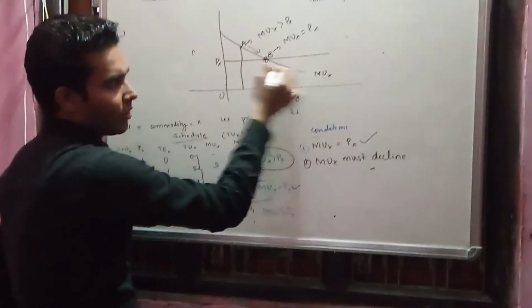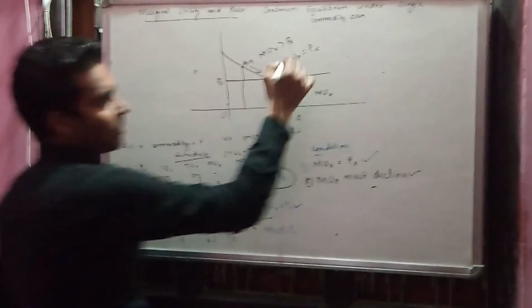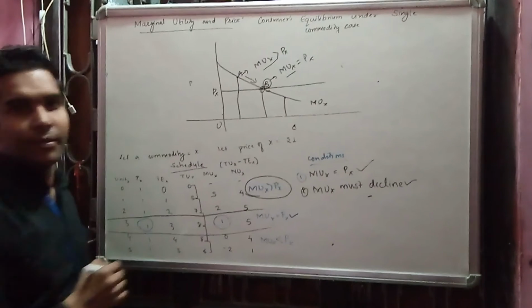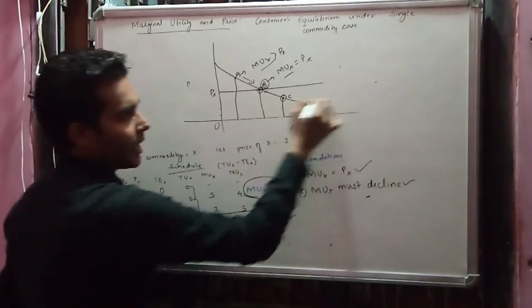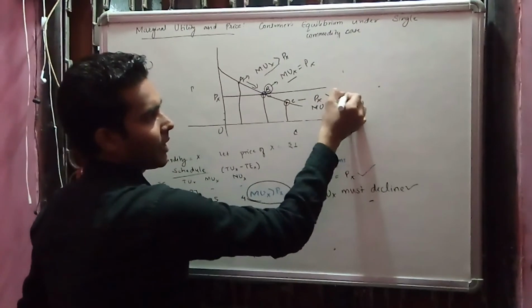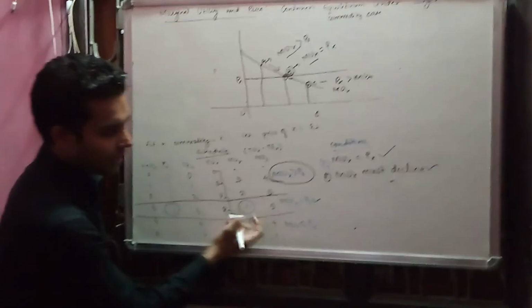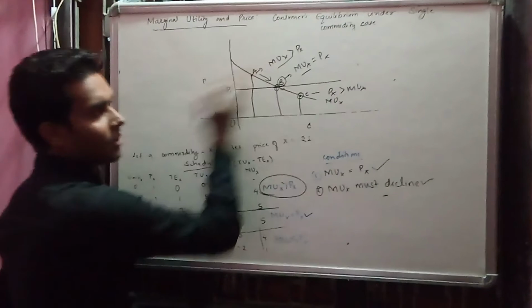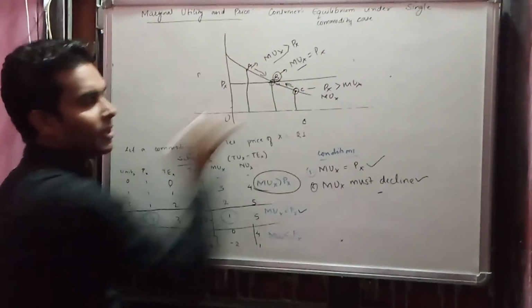After point B, MU falls. It goes down. Condition number 2 is also satisfied at point B. So the consumer's equilibrium is achieved at point B. In case the consumer consumes at point C, what happens? Price is greater than MU. The consumer is in a state of loss. His profit will start falling. So to increase his profit, what will he do? He will cut down his consumption. He will go back. So again he will reach point B.